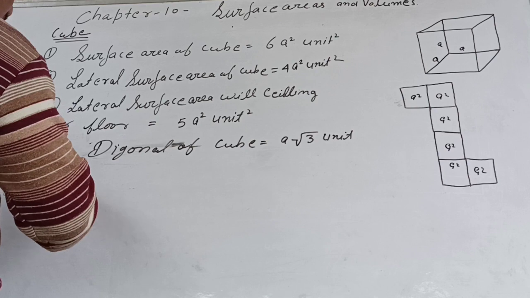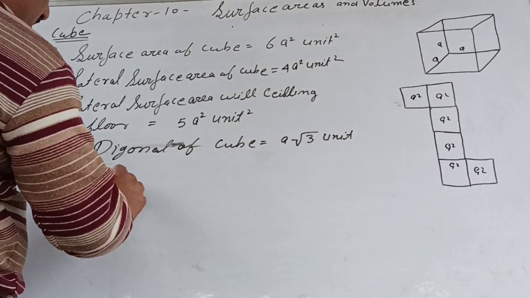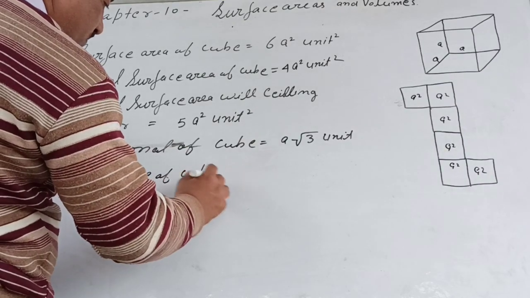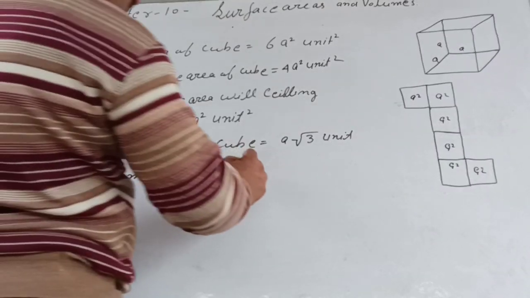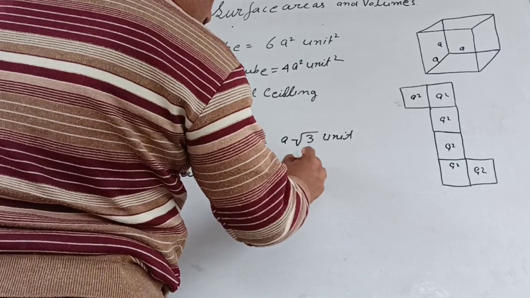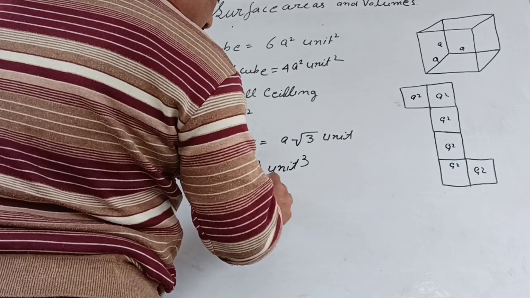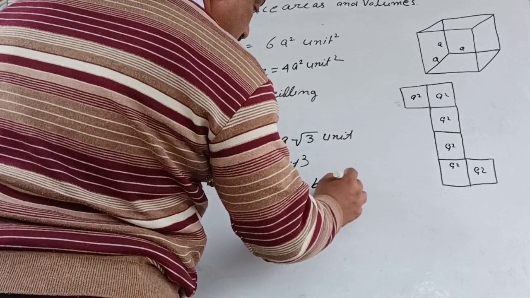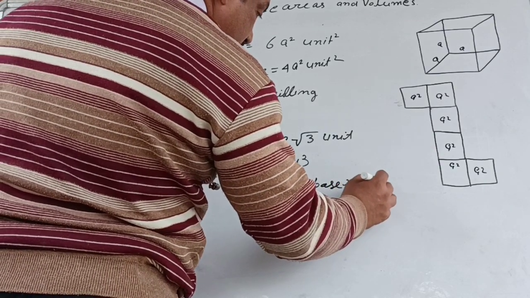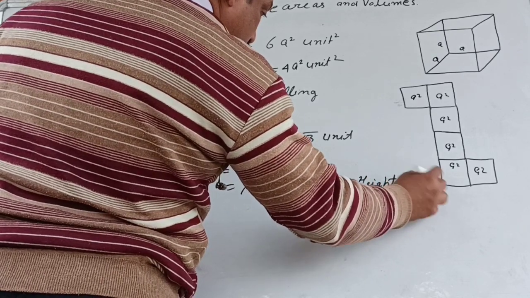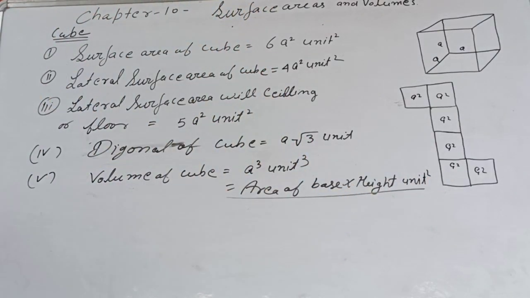And fifth, volume of cube. Volume of cube is equal to A cube unit cube, or area of base into height. This is the volume of a cube. Write this.